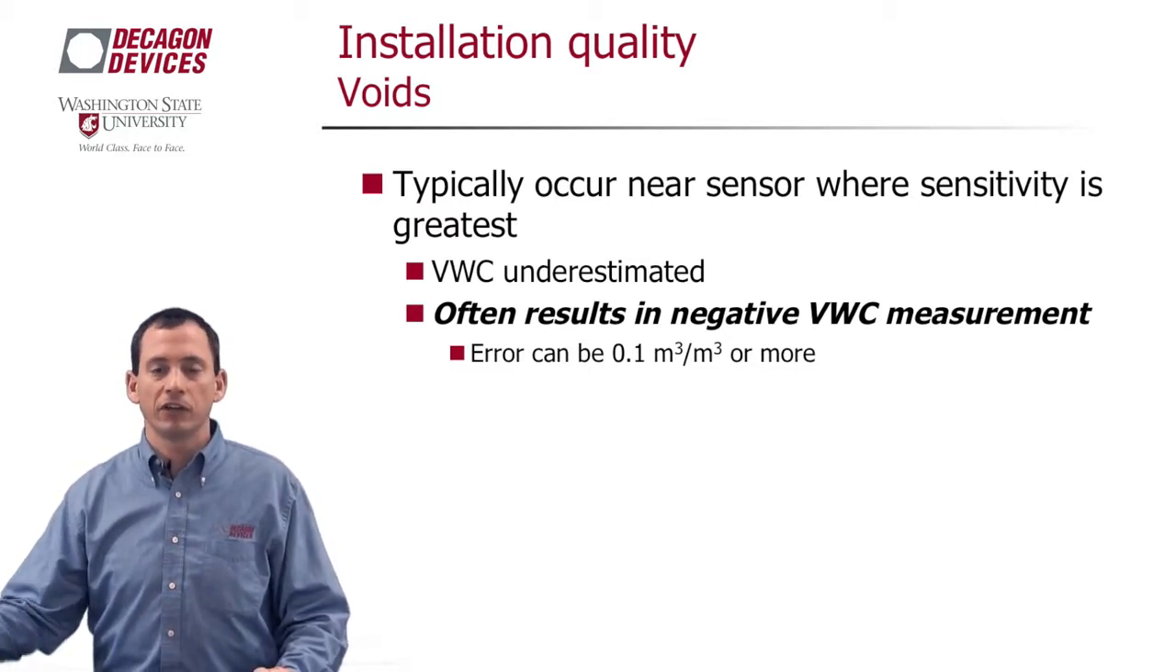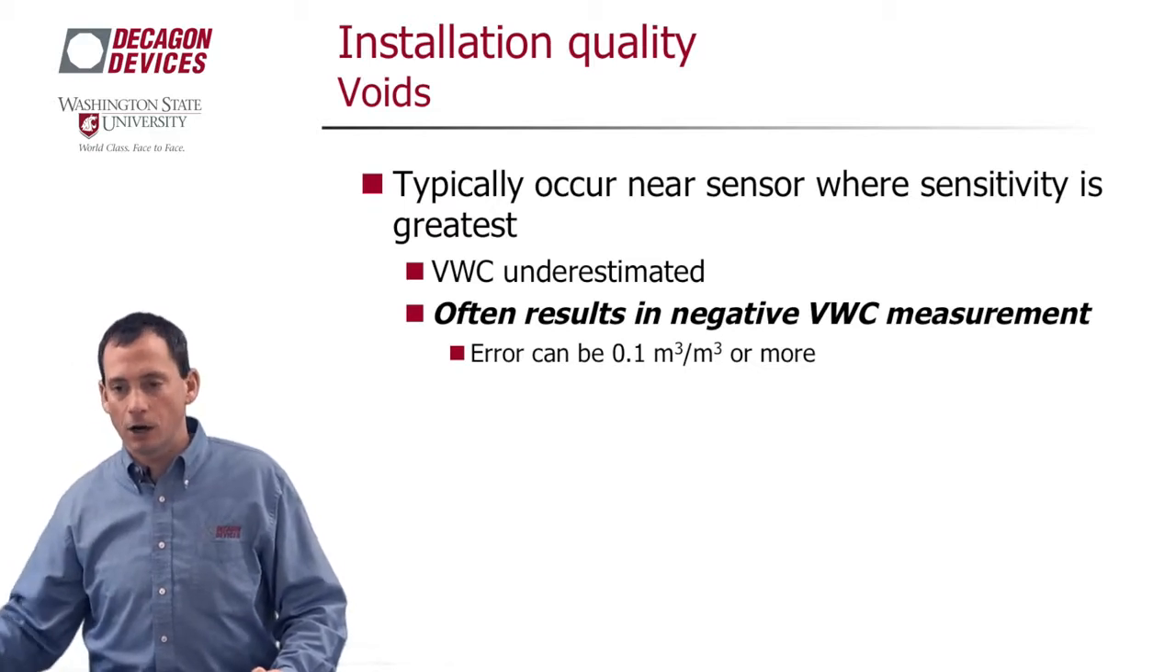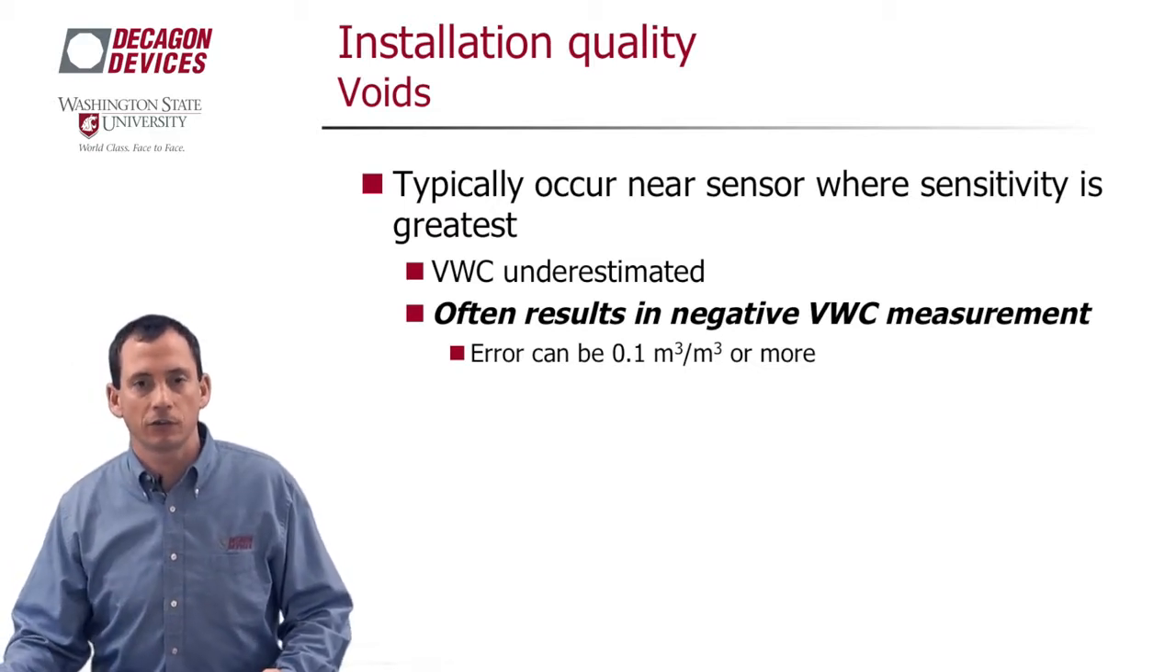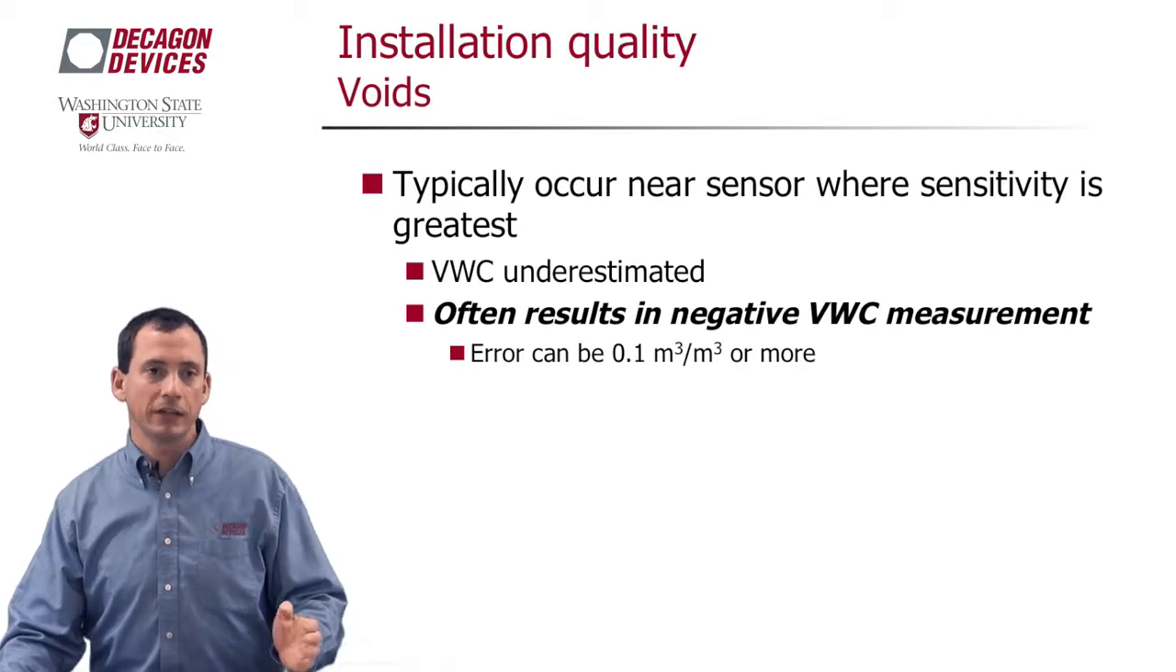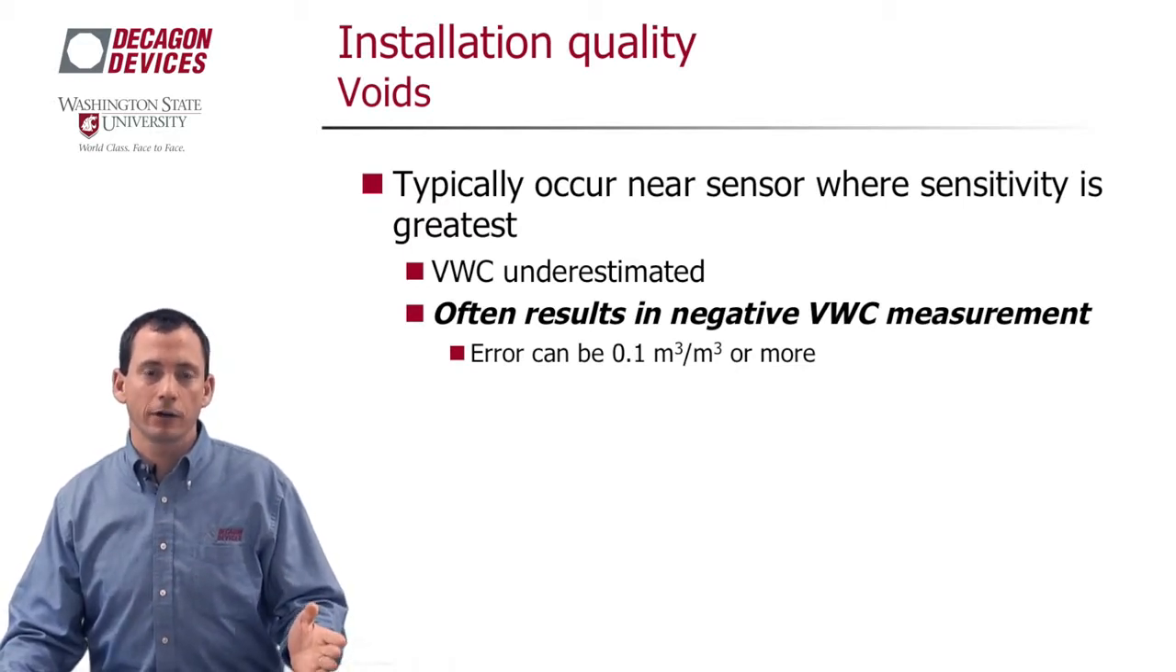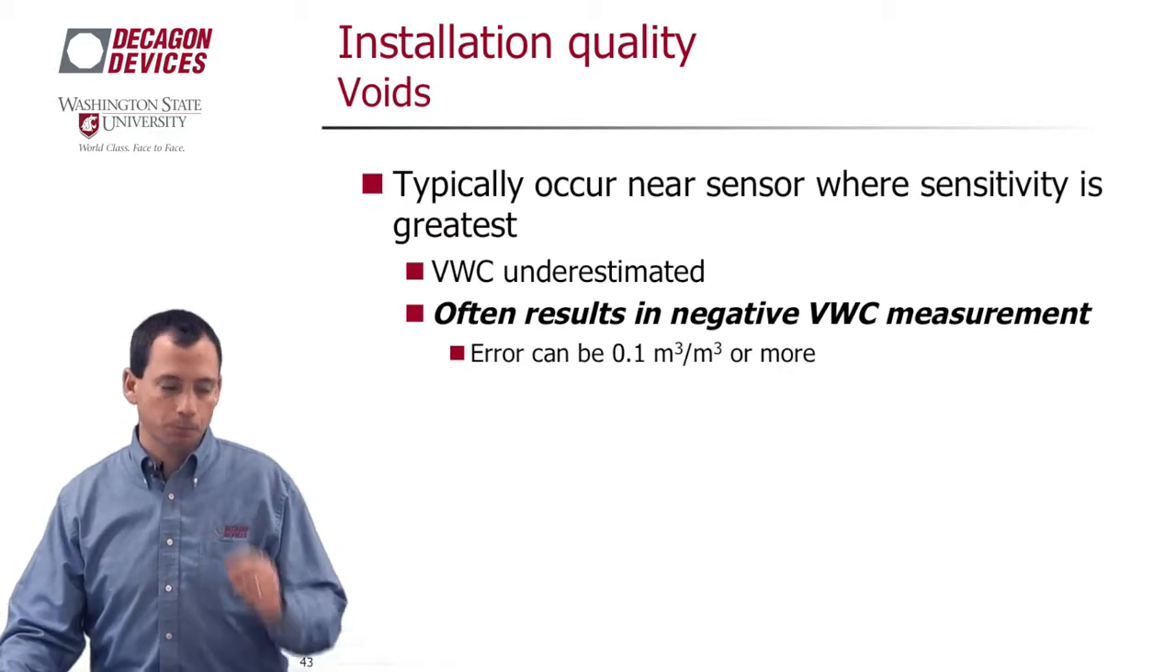And they're almost always in the negative, they almost always push the output of the sensor down. So it's really easy to get a negative volumetric water content measurement just from air gaps around the sensor.